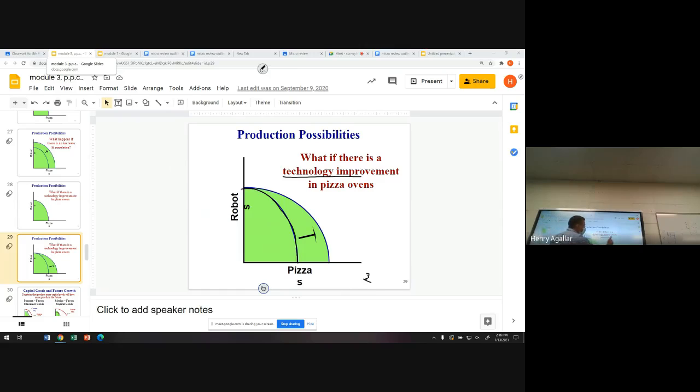And technological improvement in pizza ovens. Here's what you do wrong. So disregard this curve. Let me just draw it in. You do this. Do you see the problem in that? Now the absolute number of robots is increased. Well, that's impossible. There's no way to get absolutely more robots.